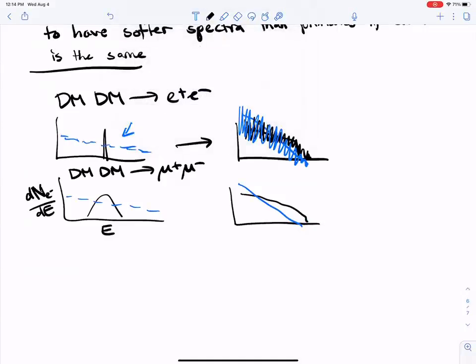Okay, so that's a good segue into what I want to talk about next. That was the situation for charged particles. You'll see tomorrow that we can actually still set pretty strong constraints on dark matter annihilation and decay using observations of charged particles. But the limitations are always that there are significant systematic uncertainties associated with the propagation.